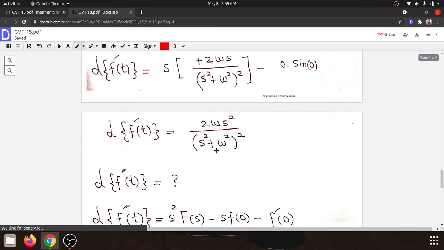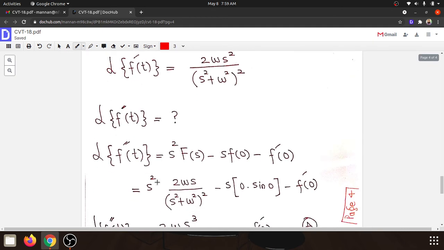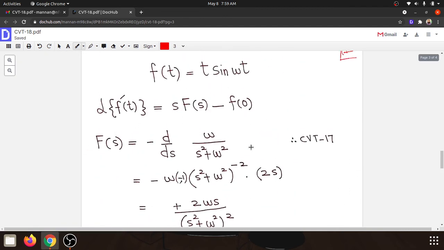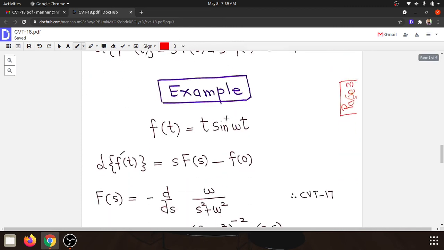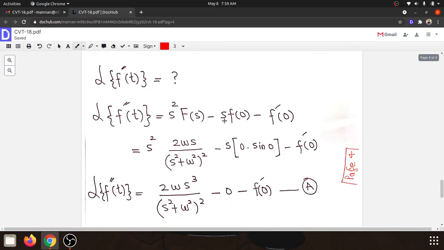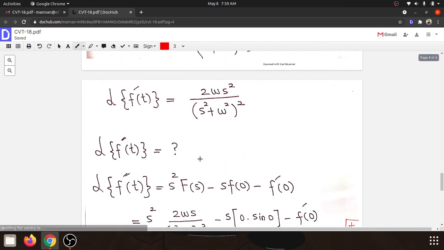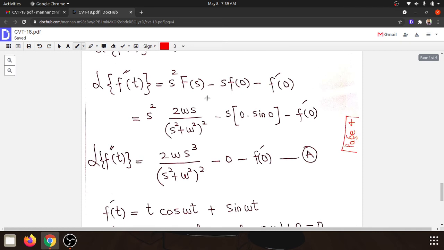Right, now we move on to the last part of this lecture, where we are going to compute the Laplace transform of f prime prime of t. From equation number 2 we can write it like this. We have just derived it in equation number 2. Now the unknowns are F of s, which we have just computed, 2 omega s over s squared plus omega squared, the whole squared. Let's see what else we require. We require f of 0, which is 0, and f prime of 0.